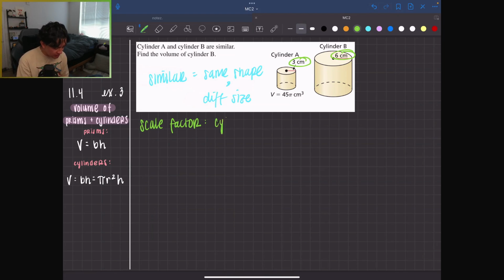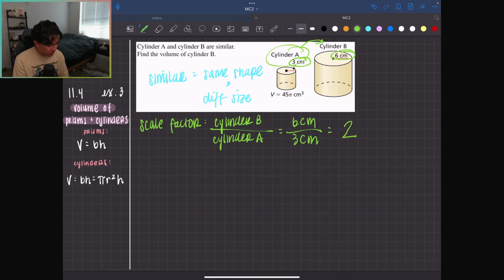Well, in this case, it's going to be cylinder B, since that's what we're trying to find, right? We start off with cylinder A and then we're going into cylinder B. So it's just going to be our image over our pre-image. Our image in this case is cylinder B, which makes our pre-image cylinder A. Okay, the scale factor here, let's use these values. The radius of cylinder B is 6 centimeters, and the radius of cylinder A is 3 centimeters, which means that we have a scale factor of 2.